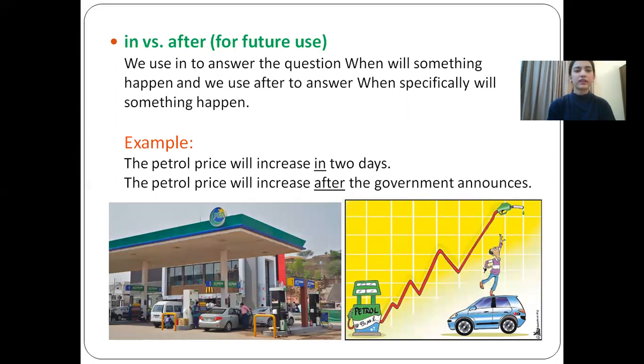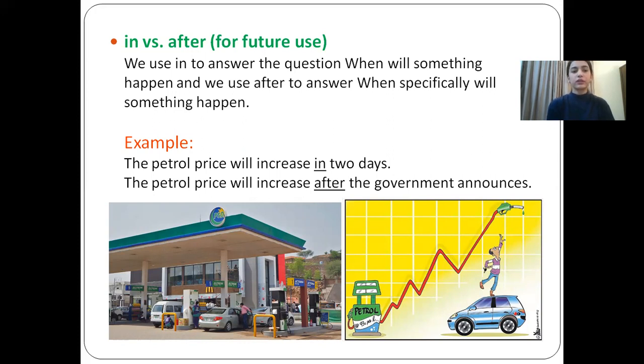The next pair is in versus after for future use. We use in to answer the question, when will something happen? And we use after to answer when, specifically, something will happen. So when I say when specifically will something happen, it means that the sentence will give you some extra information.